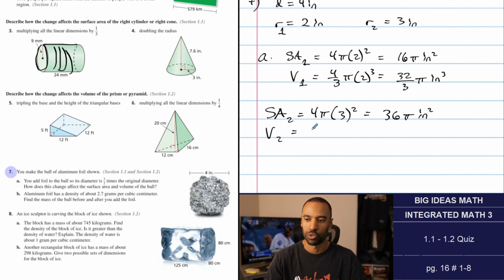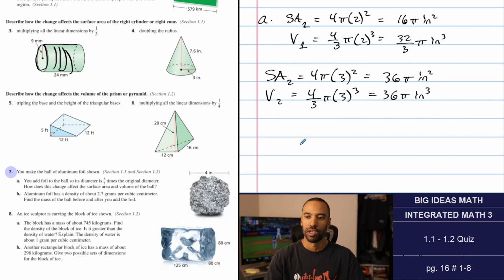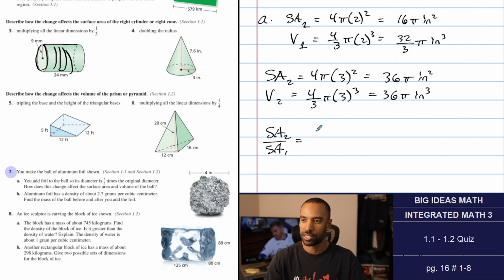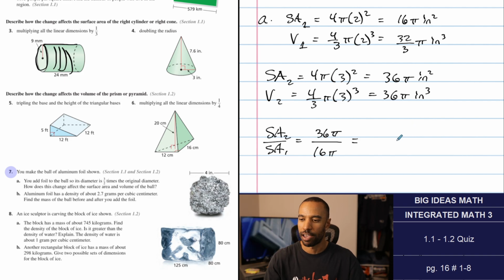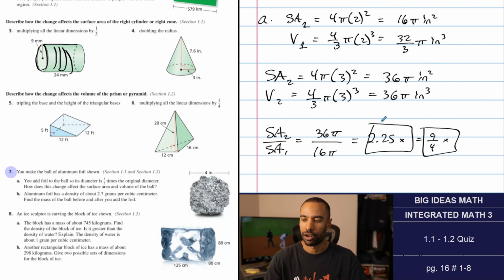And volume of object 2 is 4/3 pi times 3 cubed. 3 cubed is 27, divided by 3 is 9. 9 times 4 is also 36. But this is 36 pi cubic inches. Way different, of course, way different. So SA2 over SA1 is going to be 36 pi over 16 pi. 36 over 16 better be 2.25. It is 2.25. As a fraction, that's 9/4. So depending on which way you want to put it, that or the other.